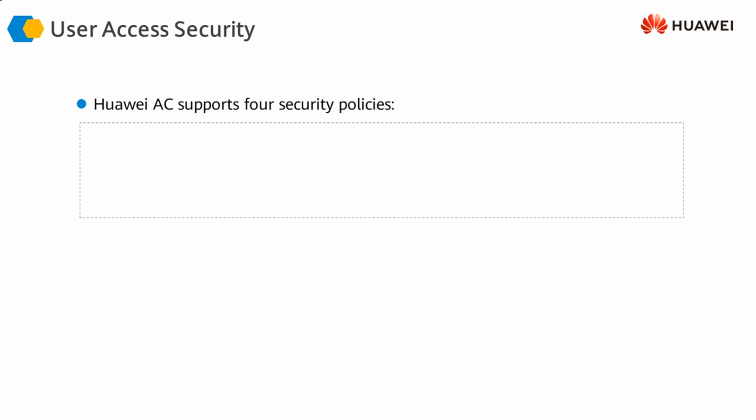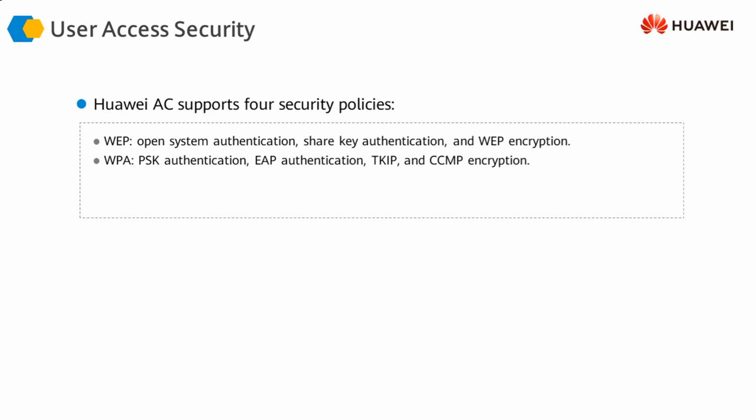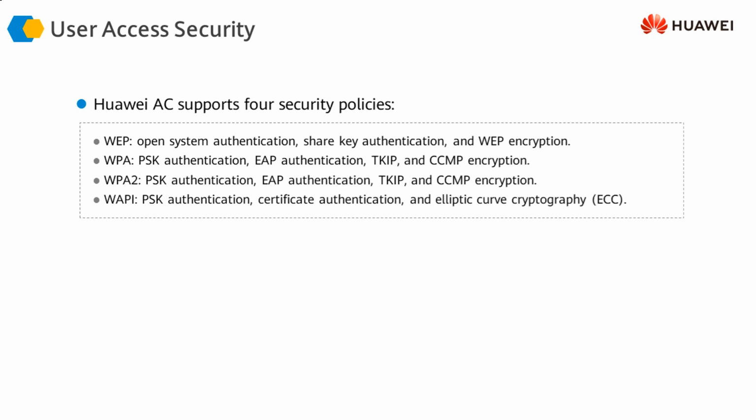So Huawei access controllers or Huawei-based wireless infrastructure support all these authentication protocols. WEP is also supported. WPA and WPA2 are supported, and WAPI is also supported, but as I said, WAPI is limited only to certain vendors. Generally, you won't see WAPI, but this is where you need to focus. WPA2 is what you should be concerned about. You should be looking at WPA2.